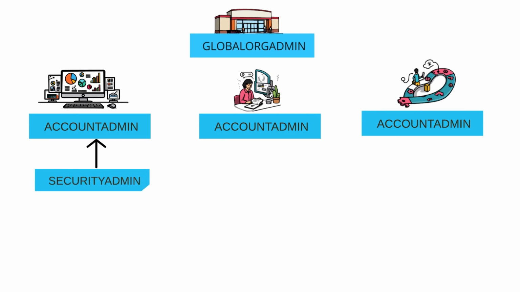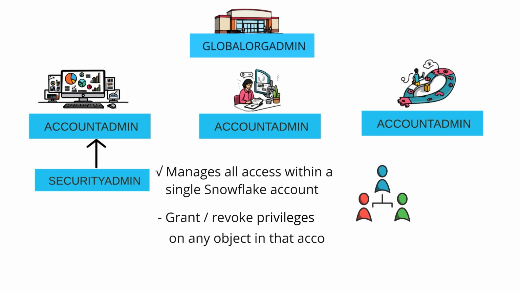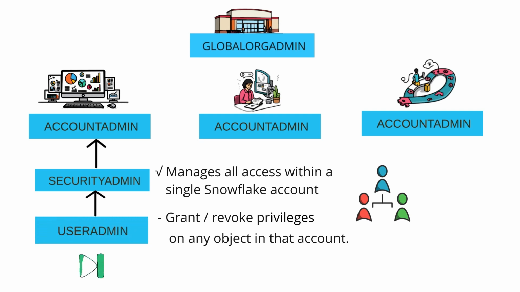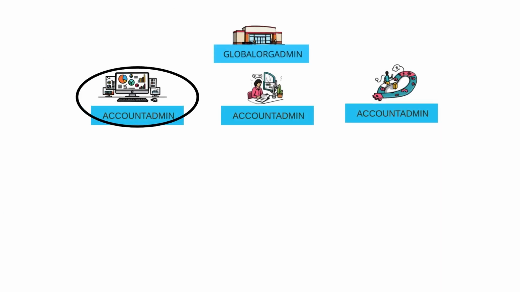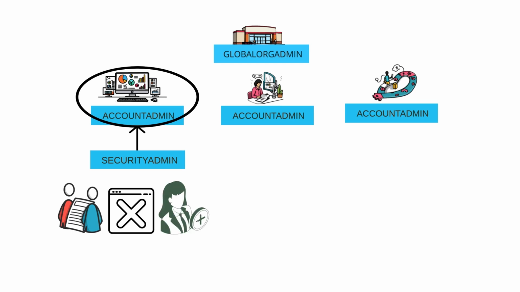Next one, SecurityAdmin. This role manages all access within a single Snowflake account, deciding which users and roles can see or do what. And this will be done by granting or revoking privileges on any object in that account. That means it also inherits the abilities of UserAdmin, which we are going to discuss next. For instance, in Walmart's data analytics Snowflake account, the security admin can give certain analysts access to specific datasets, revoke outdated permissions, and ensure new hires have the correct roles for their work.